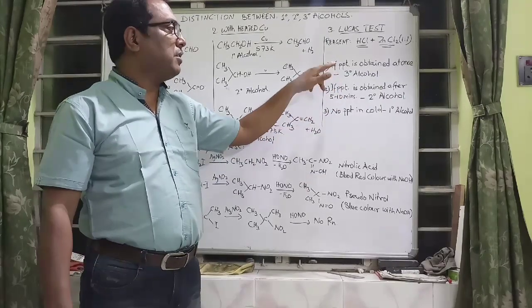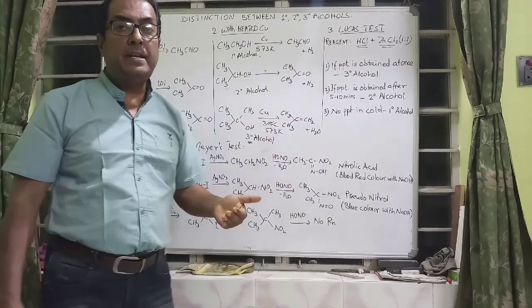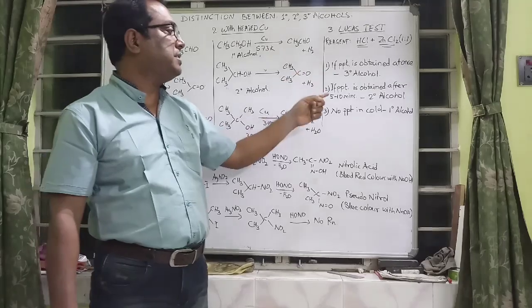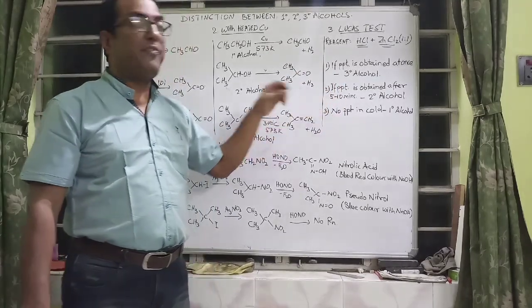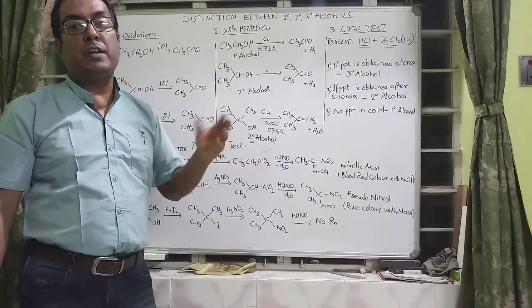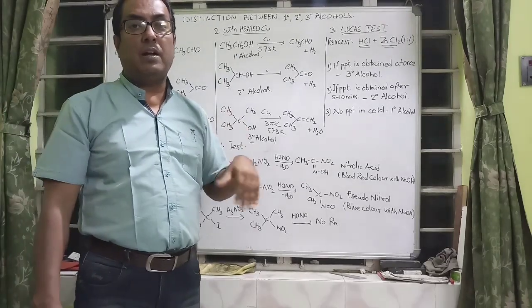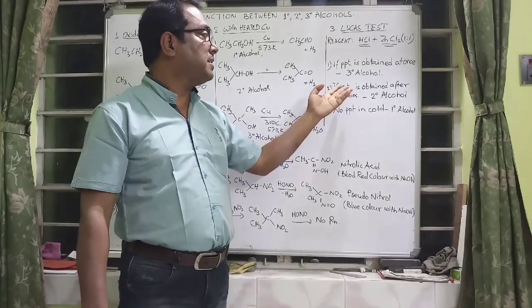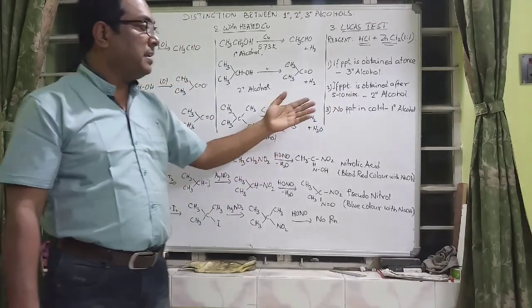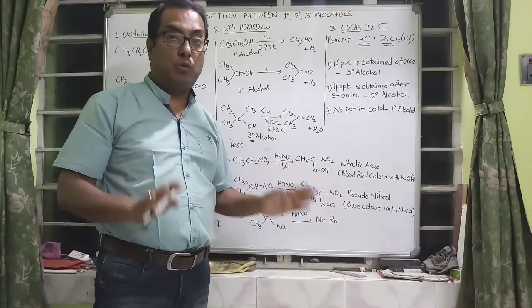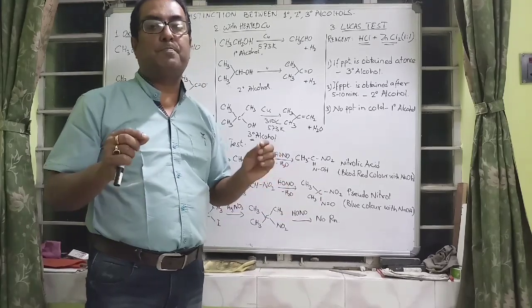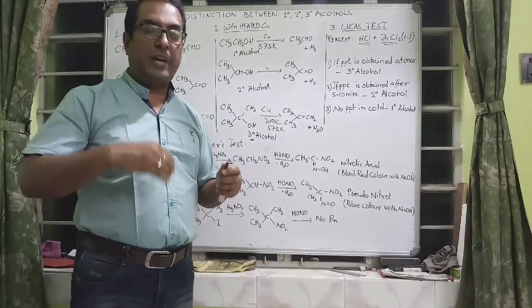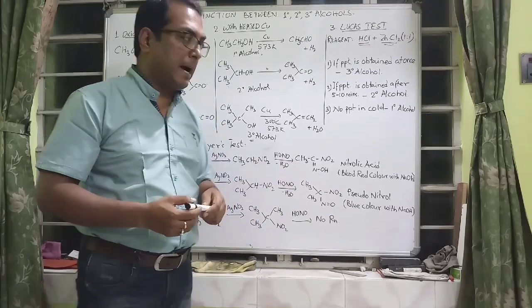In case of the tertiary alcohol, there will be a precipitate immediately the moment you give the Lucas reagent. For the secondary alcohol, if the white precipitate is formed 5 to 10 minutes after you give the Lucas reagent, it is called secondary alcohol. And if no precipitate comes when it is cold, it is called primary alcohol. But remember, when you heat it, the white precipitate may come up.